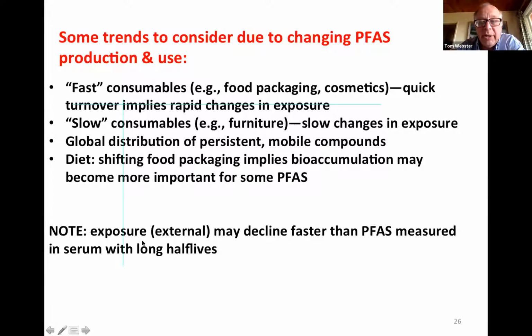And very important, and this was touched on before, that when we start looking for trends and how they respond to interventions, that external exposure may decline much faster than serum, because a lot of the PFASs have long half-lives, so you have to build in the right kind of lag structure.